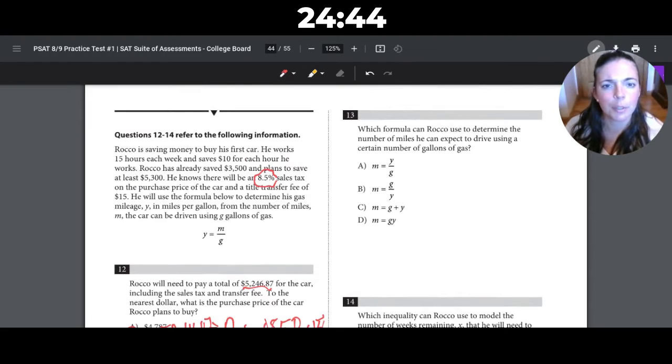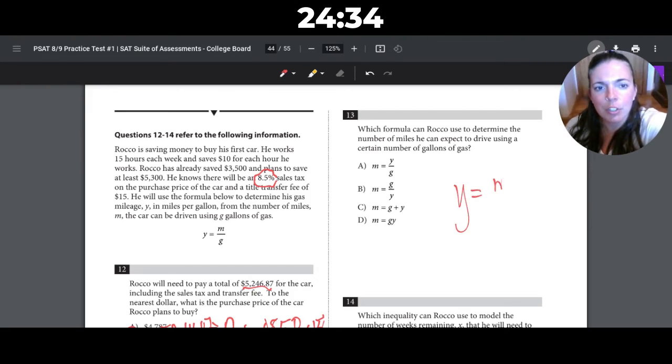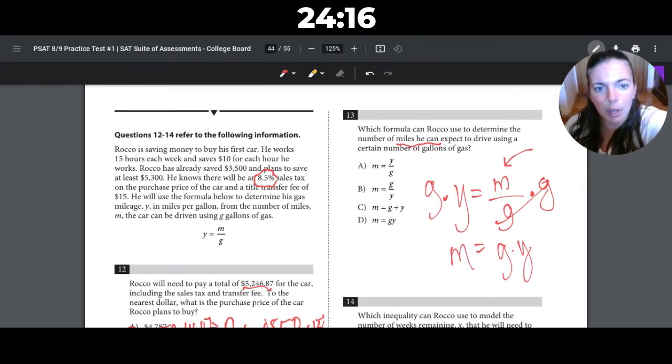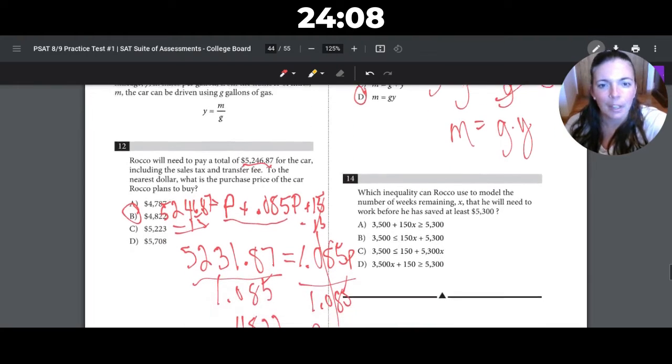Okay, 13. Which formula can Rocco use to determine the number of miles he can expect to drive using a certain number of gallons of gas? Looking at my options, I'm thinking that this formula they originally gave us will be helpful. We're trying to find the number of miles he can expect to drive, so we need to solve this for M. To get M by itself, I have to get rid of G. Since we're dividing, let's do the opposite operation to get it to cancel out. So M is going to equal G times Y. Not so bad, just using the formula that they gave us and solving for M.